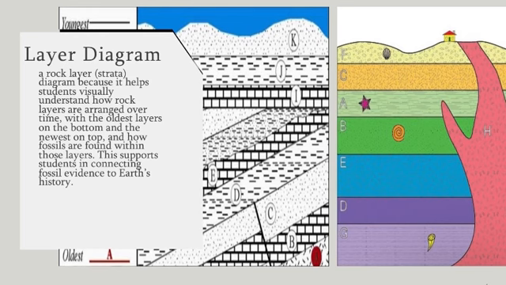So for my first graphic organizer, I chose one of these rock layer diagrams. They're a pretty neat diagram for this specific lesson. Essentially, these rock layer or strata diagrams, I've chosen them because they help students visually understand how rock layers are arranged over time, with the oldest layers on the bottom and the newest layers on top, and how these fossils are found within those layers, which supports students in connecting fossil history evidence to Earth's history.